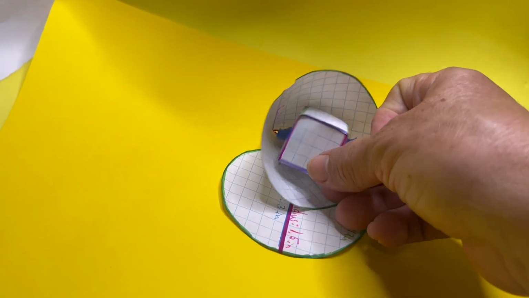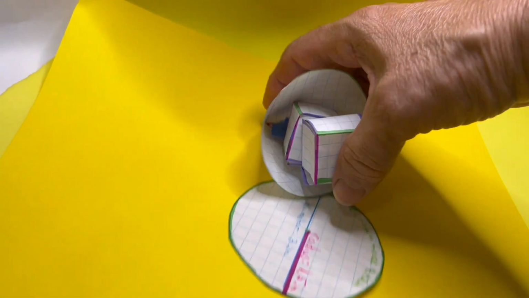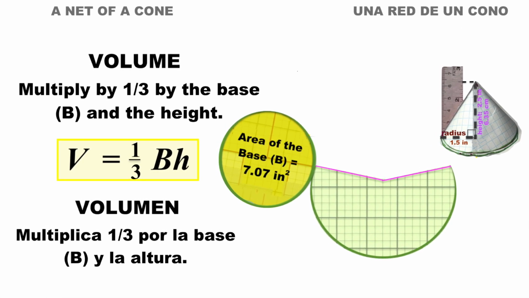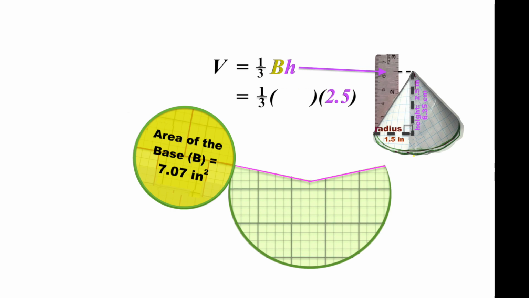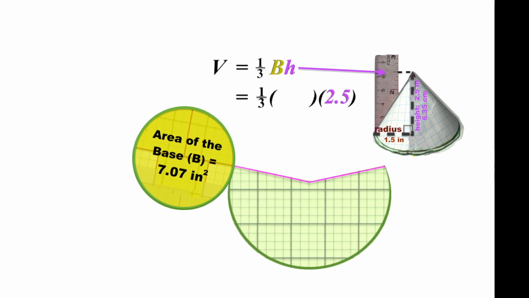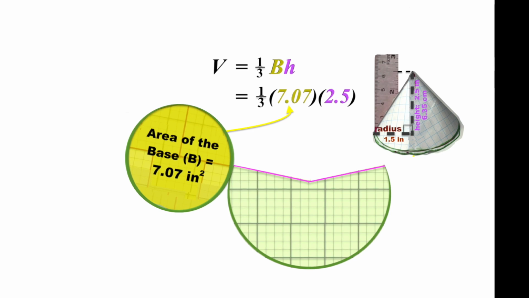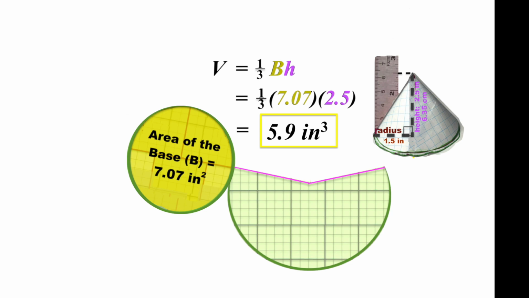The volume of a cone is 1/3 times the area of the base times the height. The height measures 2 5/10. The area of the base is 7 7/100 square inches. The volume measures 5 9/10 cubic inches.